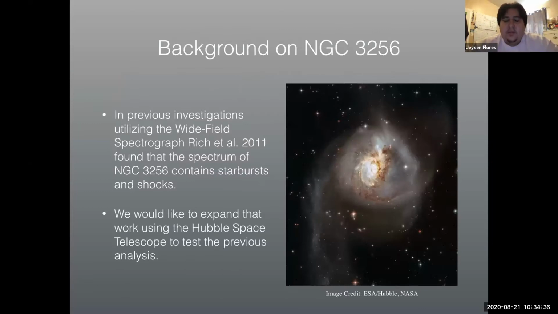In previous investigations, utilizing the wide field spectrograph, what was found was that NGC 3256 contains a spectrum of starbursts and shocks. So we would like to expand that work using the Hubble Space Telescope to test the previous analysis and to check whether there is a presence of shocks and starbursts in the interstellar medium.